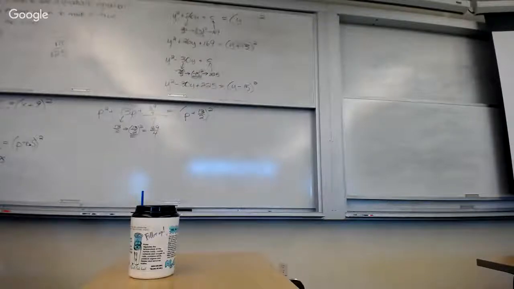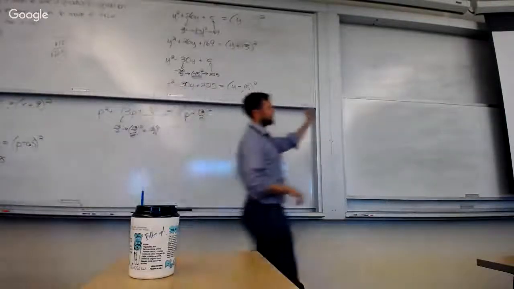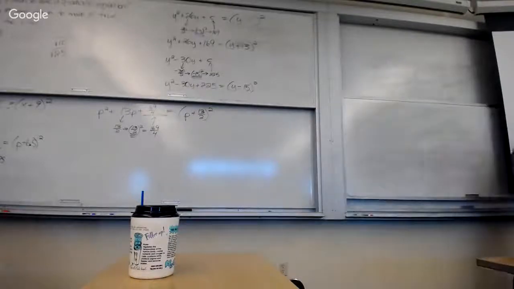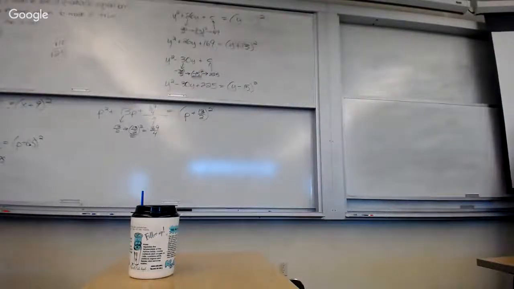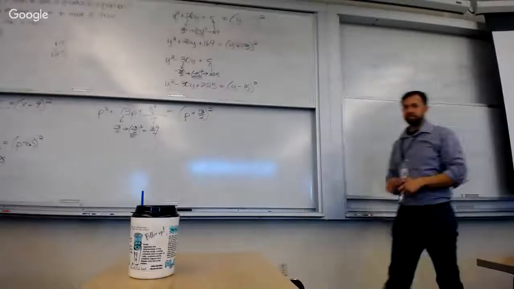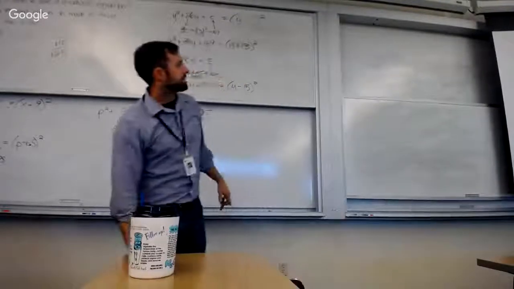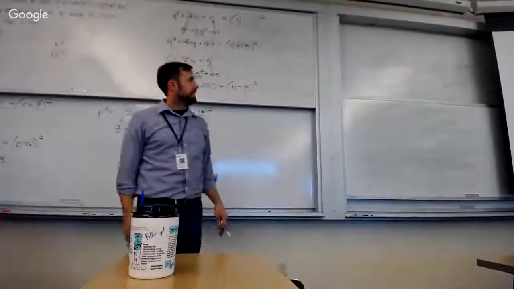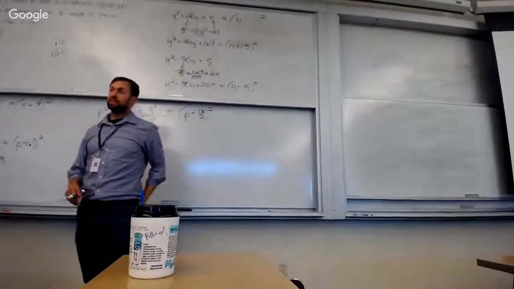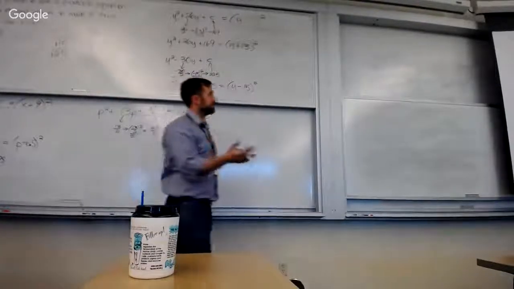So that right there, that process is called completing the square. Completing the square because we're completing this expression so that it can be rewritten as a square. That's what completing the square means. We're finishing this expression so that it can be rewritten as a square. Okay. So this is our first example of completing the square as a full problem.